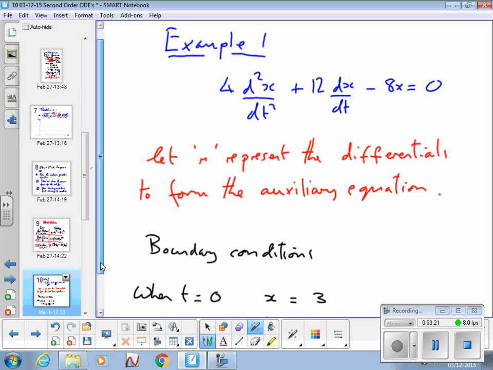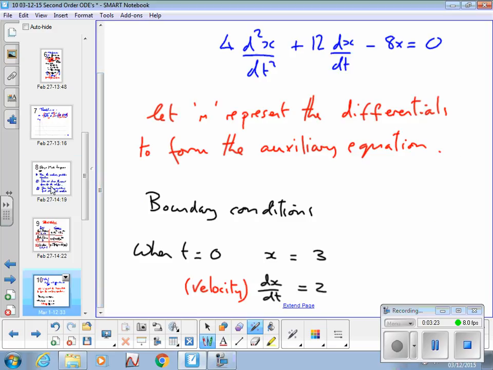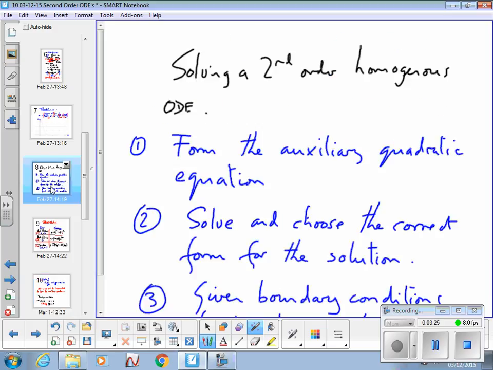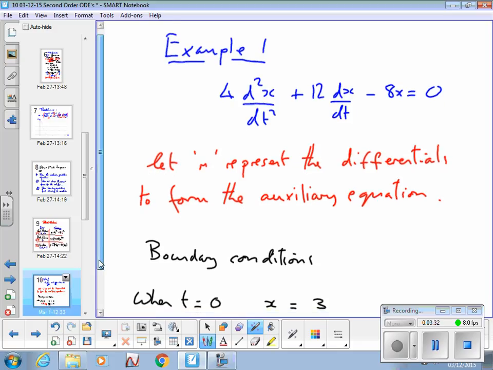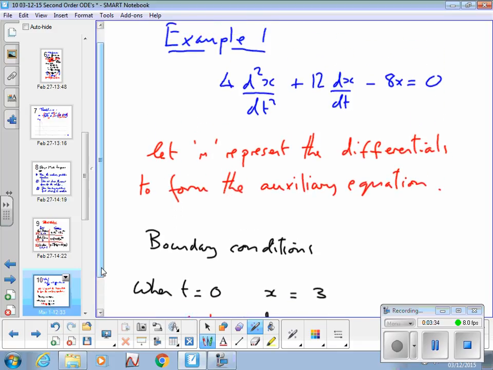So what we do now is follow these steps. So we've got these 3 steps, 1, 2, 3, and we're just going to follow them to solve this. And it's quite straightforward once you've done 1 or 2. Hopefully you'll see that. What is this m? We let m represent the differential, and we form a quadratic equation that we call the auxiliary equation.